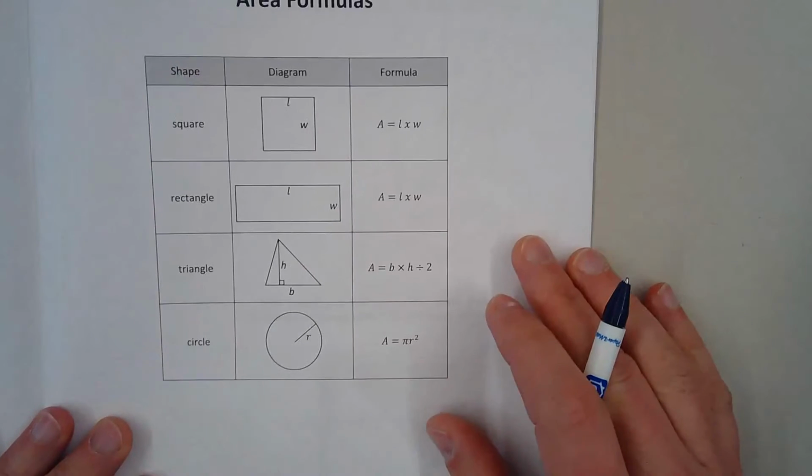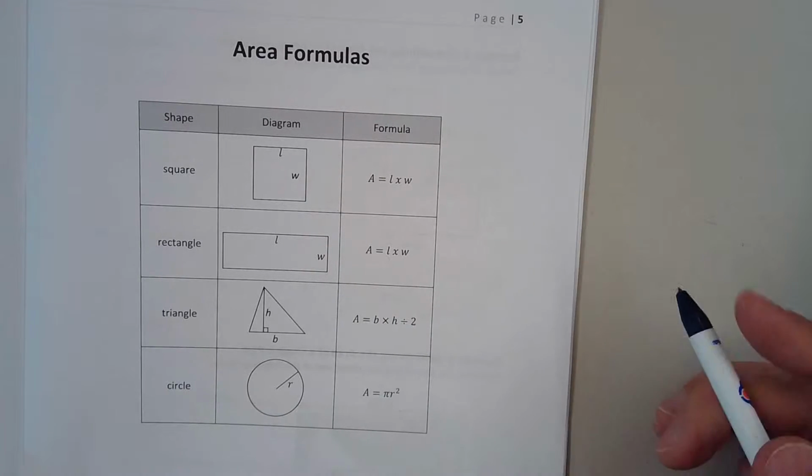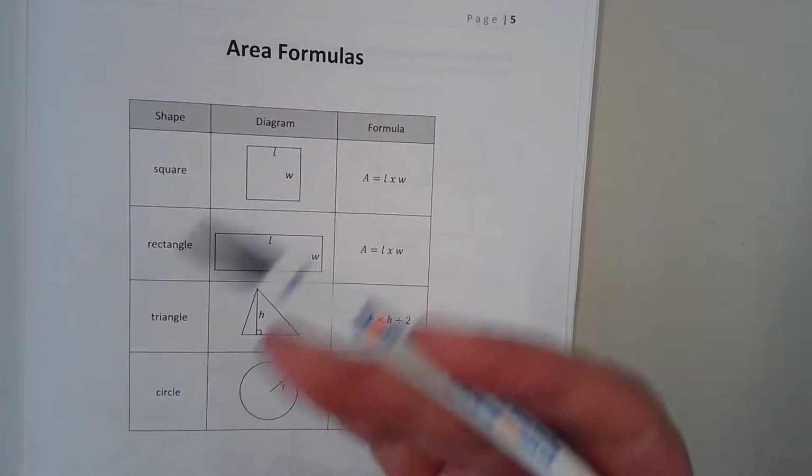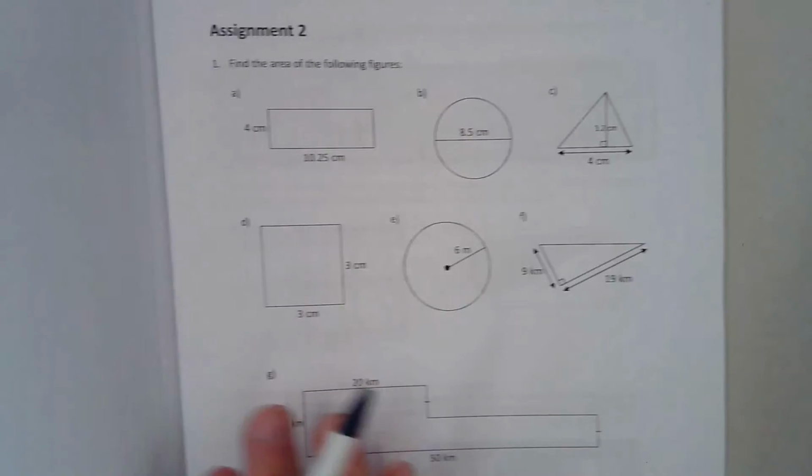So those are your basic formulas on page 5. Really you only need to use these formulas, but then you might have to do a bit of deductive reasoning to solve some of the problems. So we'll do a couple more examples. These ones are a little more involved.